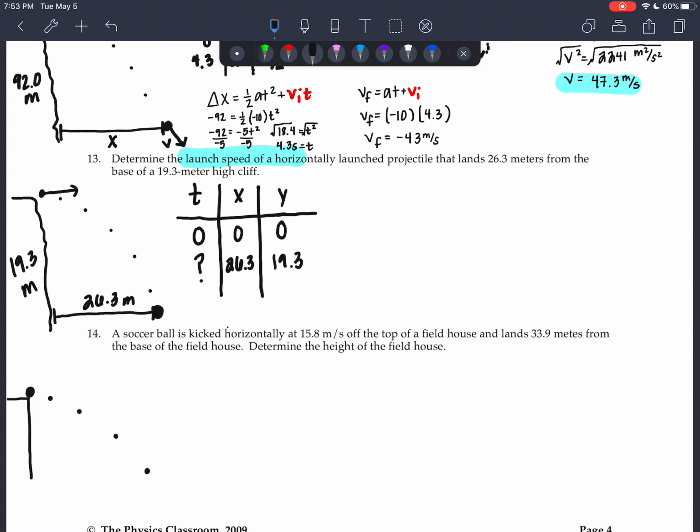Now, once again, if I can fill in this table, that might guide me through figuring out the launch speed. The launch speed is really, what is this velocity right here, right when it gets launched off the cliff? What is the magnitude of that velocity? So I'm just going to let the table guide me. I'm going to figure out what is that time right when it hits the ground.